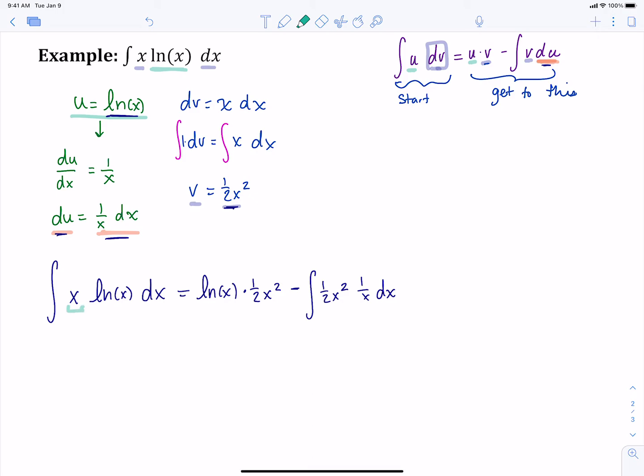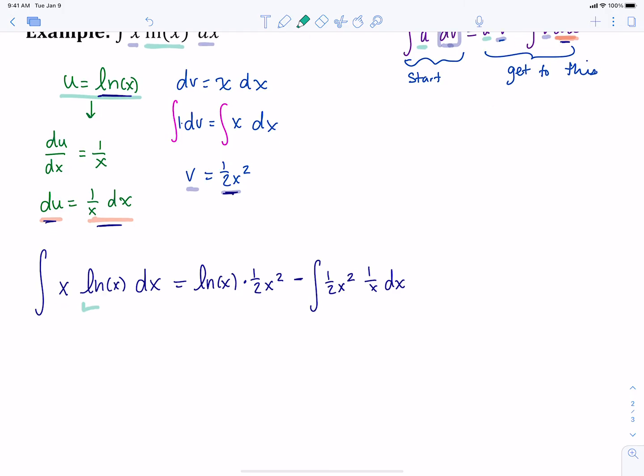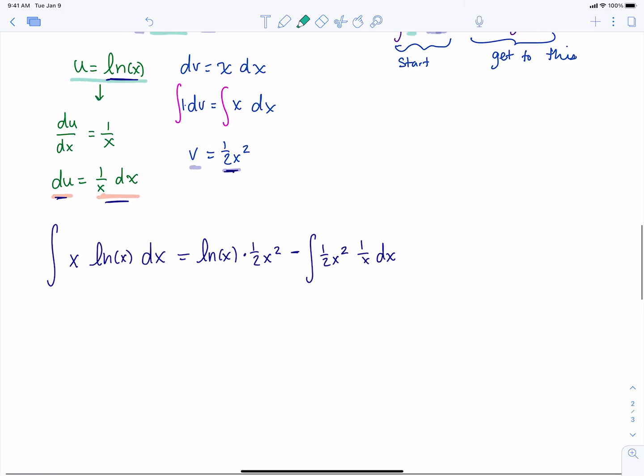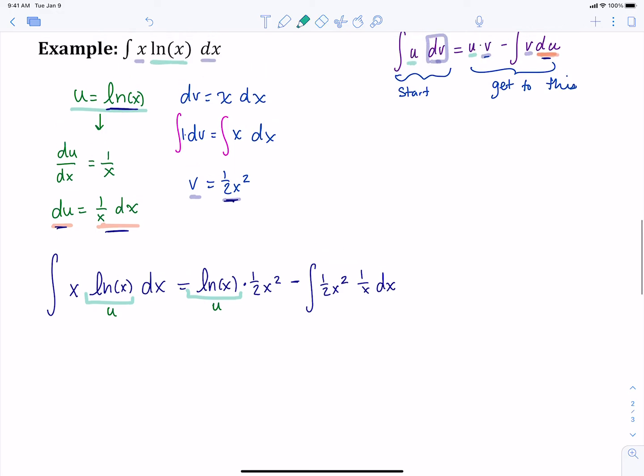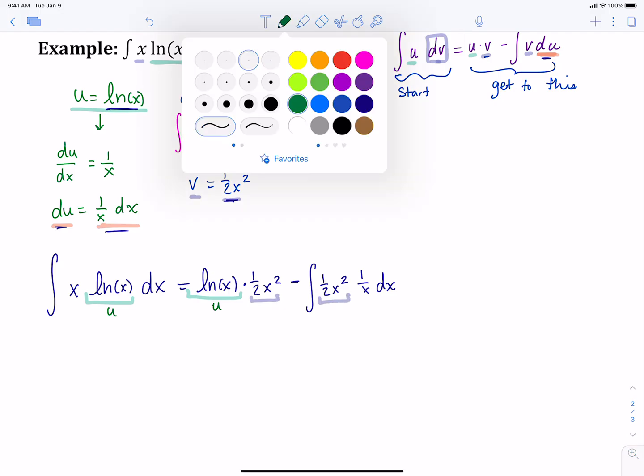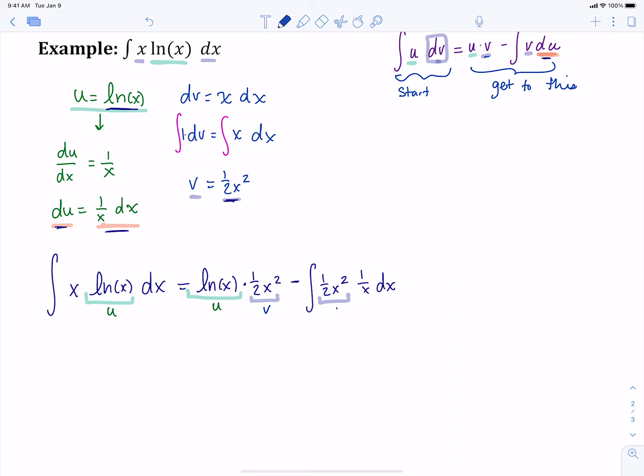So here is, nope, that's not u. This is u. Oops, sorry, my iPad kind of freaked out on me there. There's u, and u is also right here. So let's grab green, that's u, and that's u. And then we have v, and that's in a couple of places. Here's v, here's v. Let's grab blue for that, that's v and v.